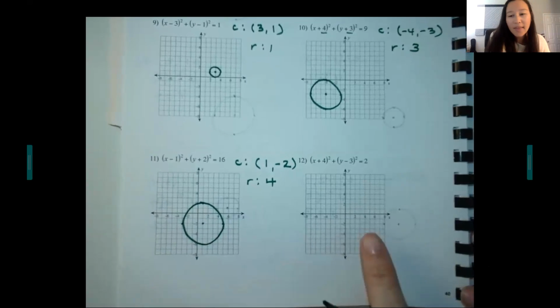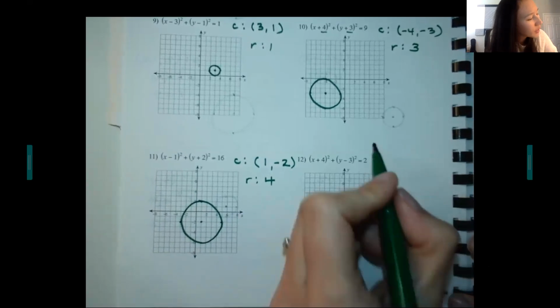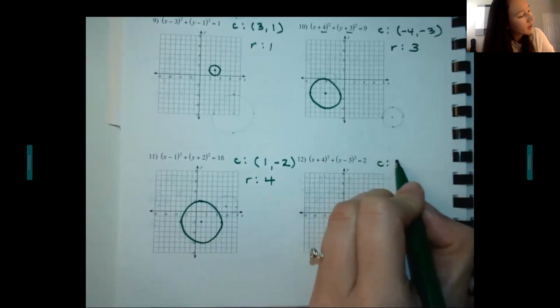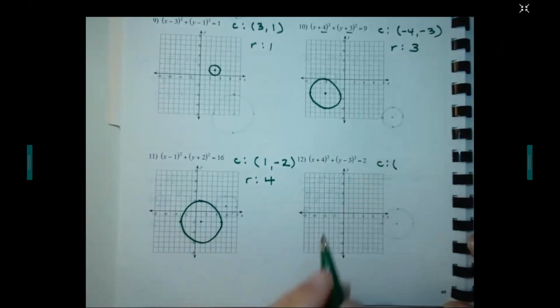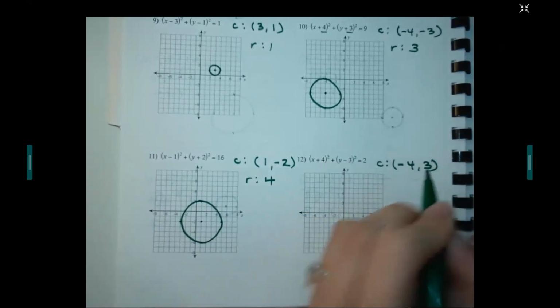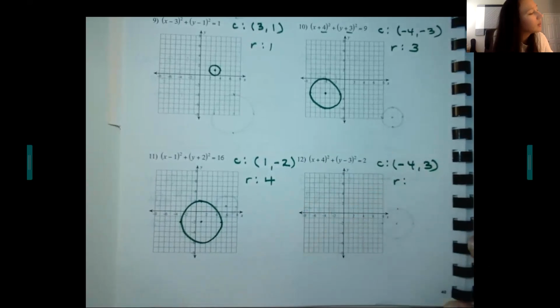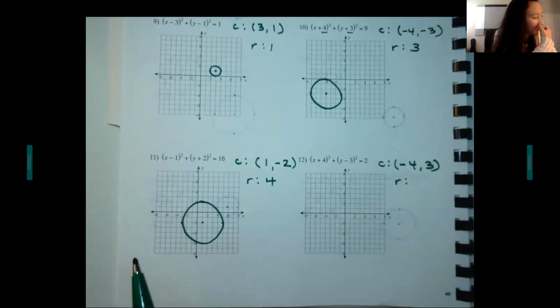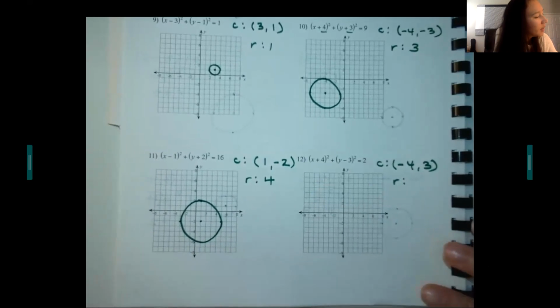Thank you, Elijah. And then Jose, number 12. What was your center? My center was -4, 3. Very good. And what about your radius? Oh, this one's a 2. That's going to be a decimal.